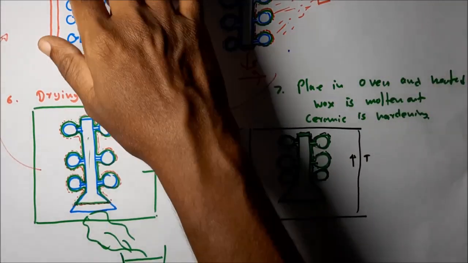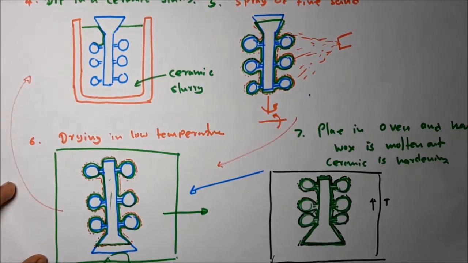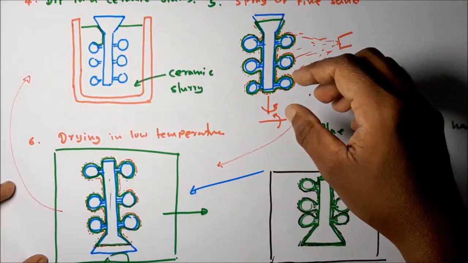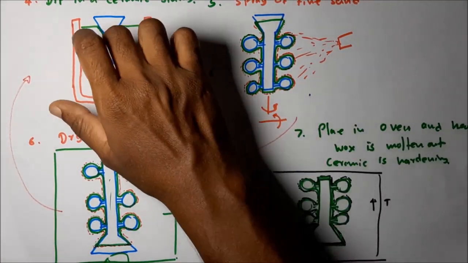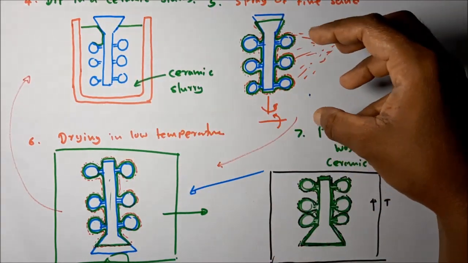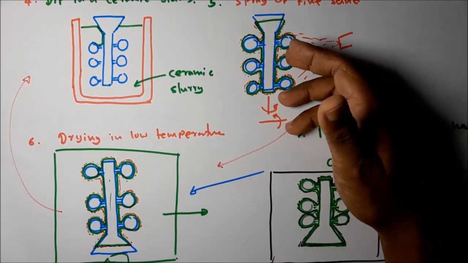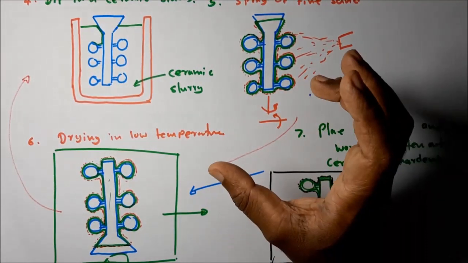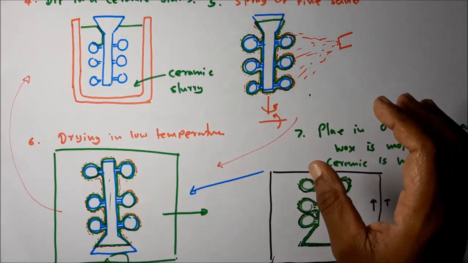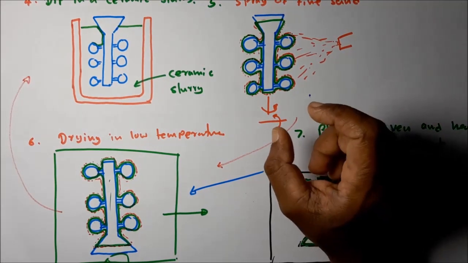Then the next step is that this wax pattern tree is dipped in a ceramic slurry. When it is taken out from the ceramic slurry, a coating is generated on the outside of the wax pattern. After taking it out from the ceramic slurry container, fine sand is sprayed onto the surface of the pattern. So the thickness increases, and the strength of the shell also increases. This process is repeated to get a certain thickness for the shell.